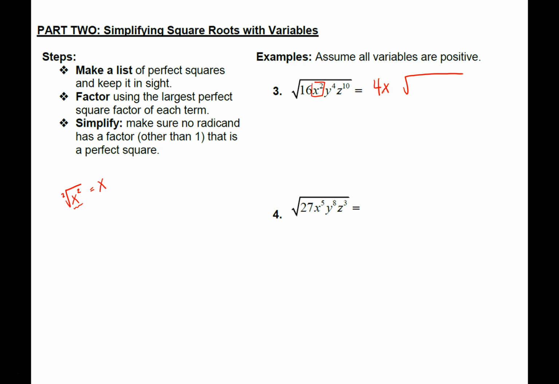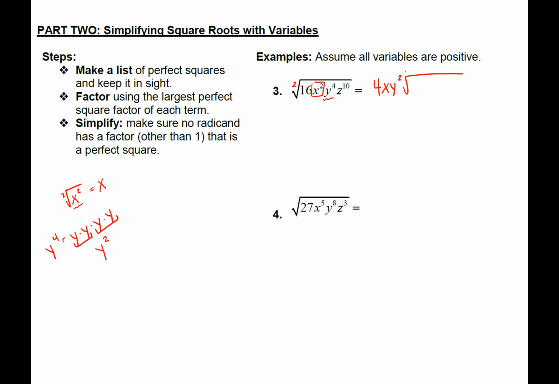That comes outside. Then when I look at y to the fourth, remember I'm looking for pairs because this is a square root. And if I have 4 y's all multiplied together, that means then that I have a pair there and a pair there. So I have y squared coming out of that radical.